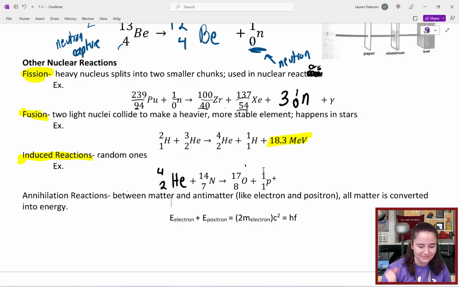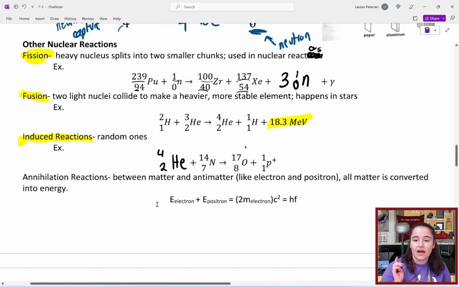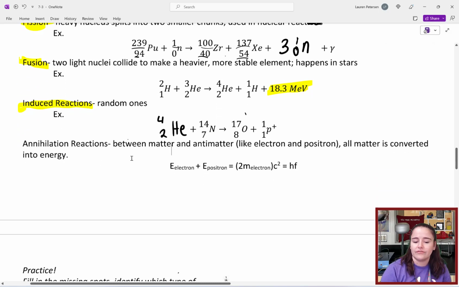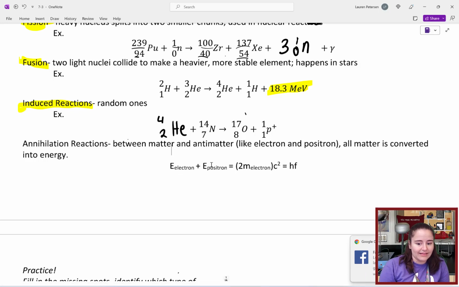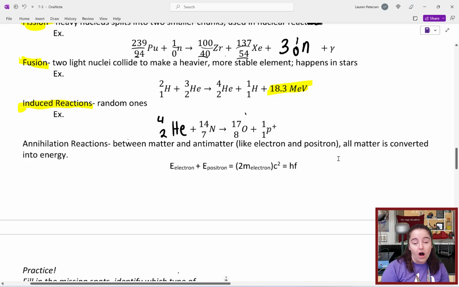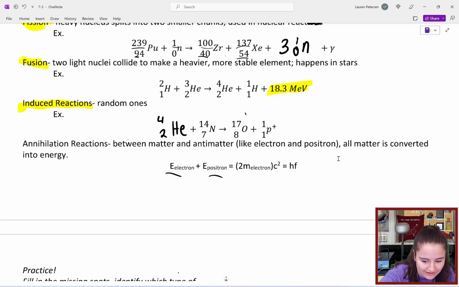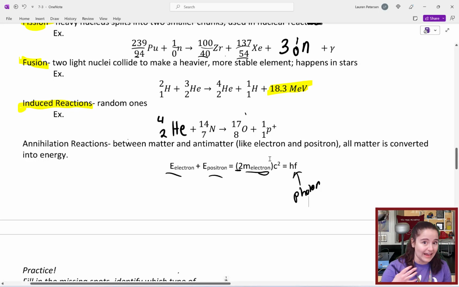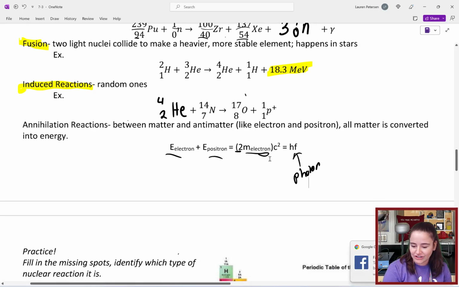Okay, cool. Now, one of the other ones that you will see is annihilation reactions. In annihilation reactions, they're often between matter and antimatter, like a positron and electron, or they'll just tell you 2 particles combine and annihilate each other. In this sort of scenario, all of the mass is converted to energy. So positron and electron each have the same mass, so 2 times the mass of electron times c squared, and it'll travel away as light, or a photon. So we can calculate the frequency of that photon by the energy of that annihilation reaction. Okay, cool?